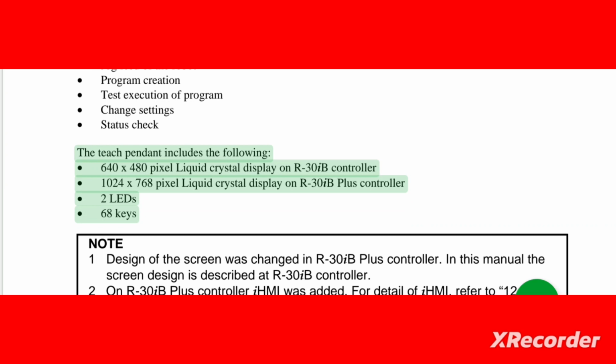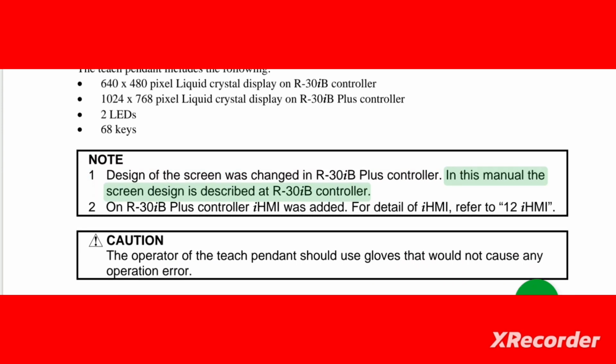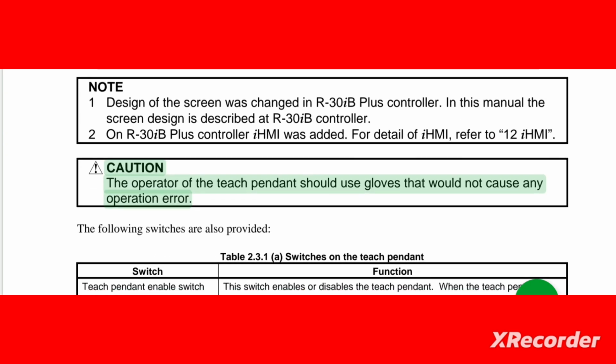The teach pendant includes the following: a 640 x 480 pixel liquid crystal display on the R-30iB controller, a 1024 x 768 pixel liquid crystal display on the R-30iB Plus controller, 2 LEDs, and 68 keys. Note: the screen design was changed in the R-30iB Plus controller. In this manual the screen design is described for the R-30iB controller. On the R-30iB Plus controller, iMI was added. For details of iMI, refer to chapter 12, iMI. Caution: the operator of the teach pendant should use gloves that would not cause any operation error.